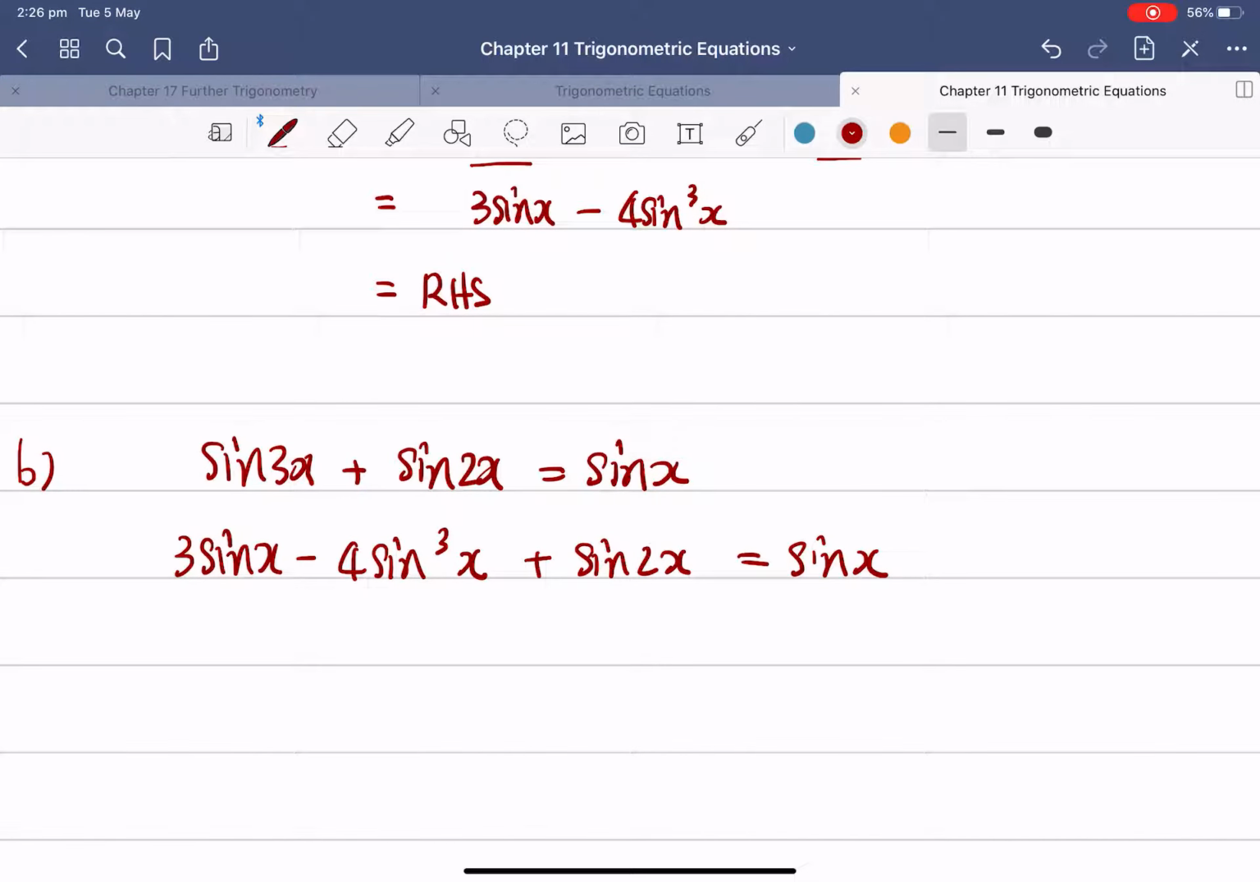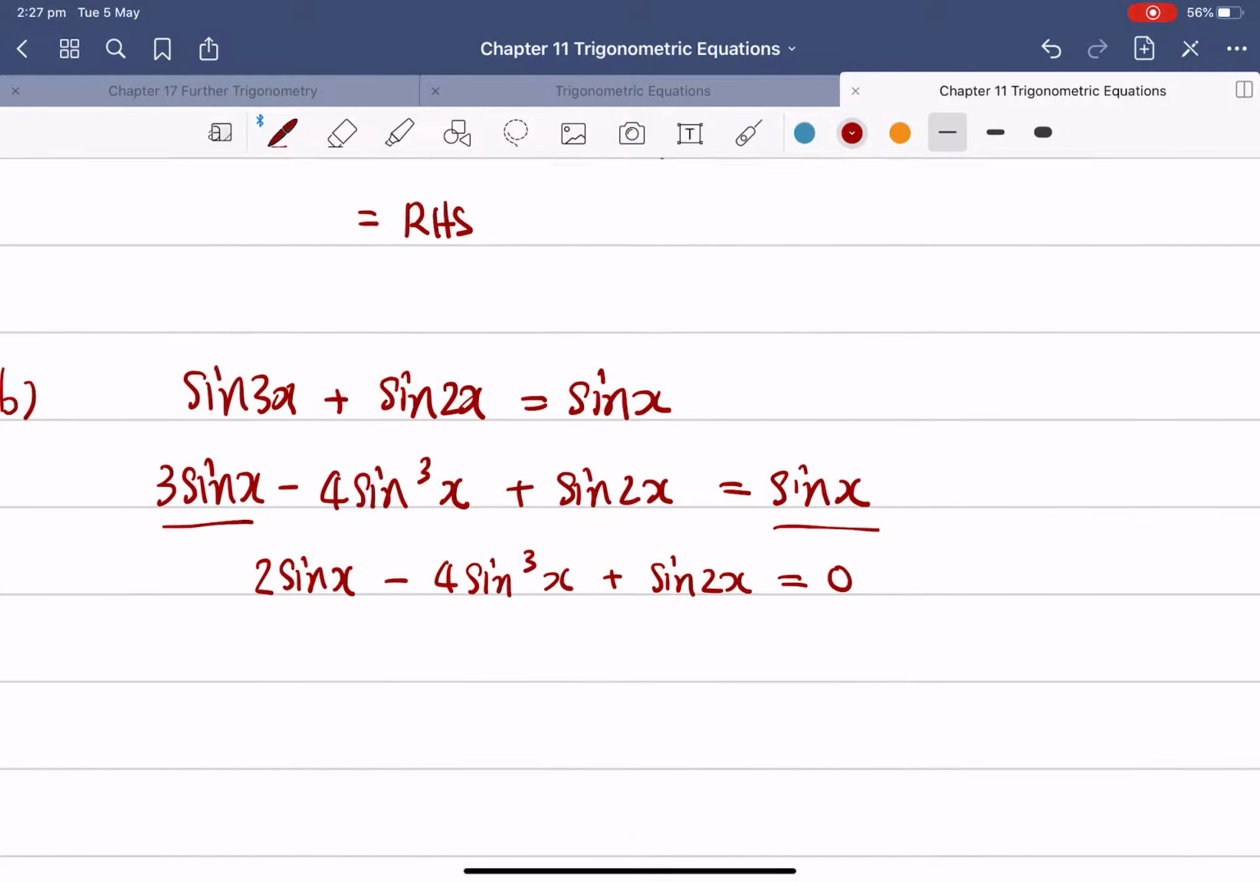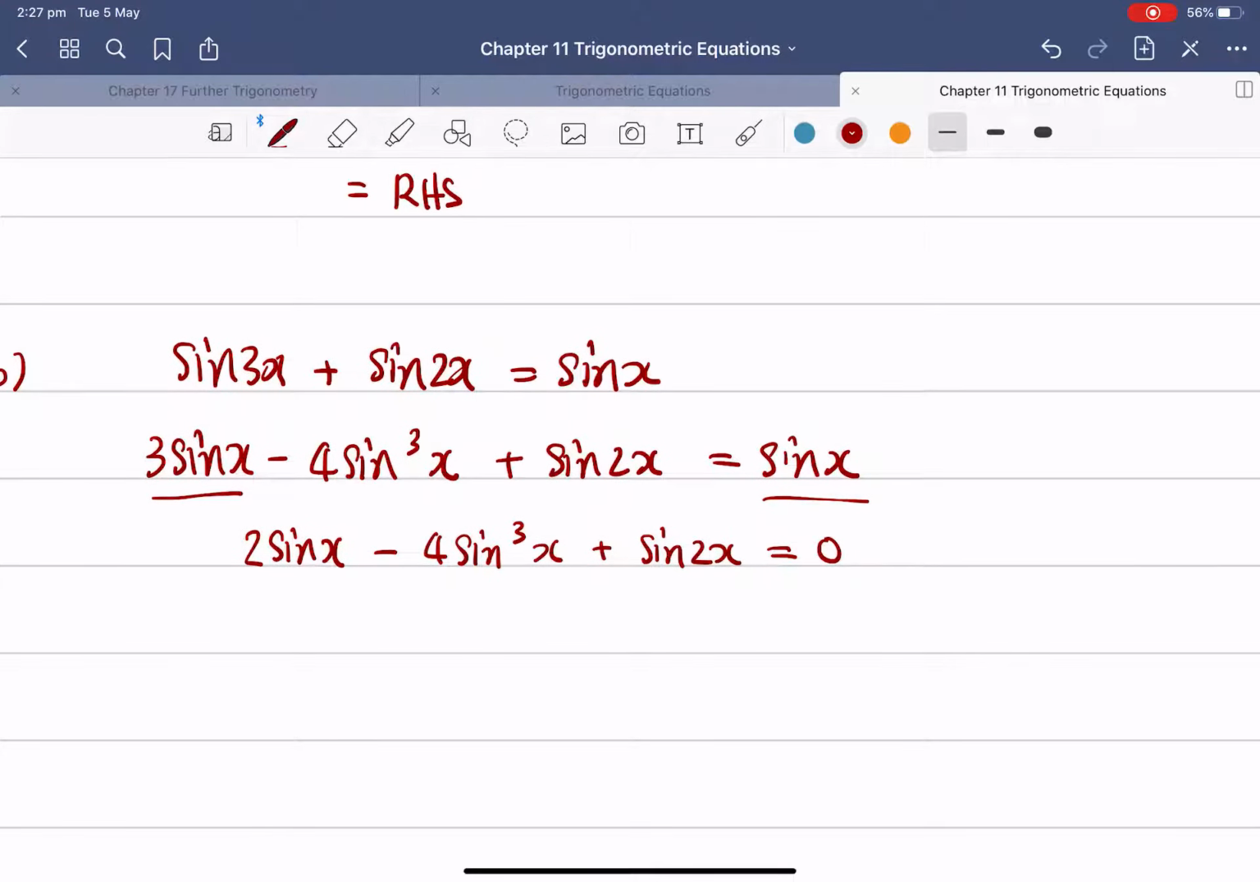All right, so we get up to here. What do we do? Looks like we need to continue to do the question. So let's combine these two like terms. That becomes 2 sine x minus 4 sine cubed x plus sine 2x equals 0. That looks interesting.